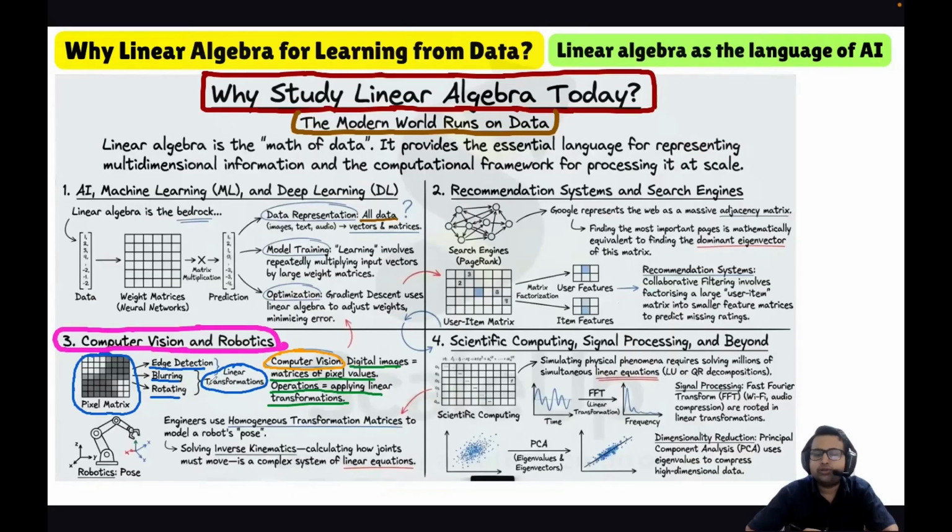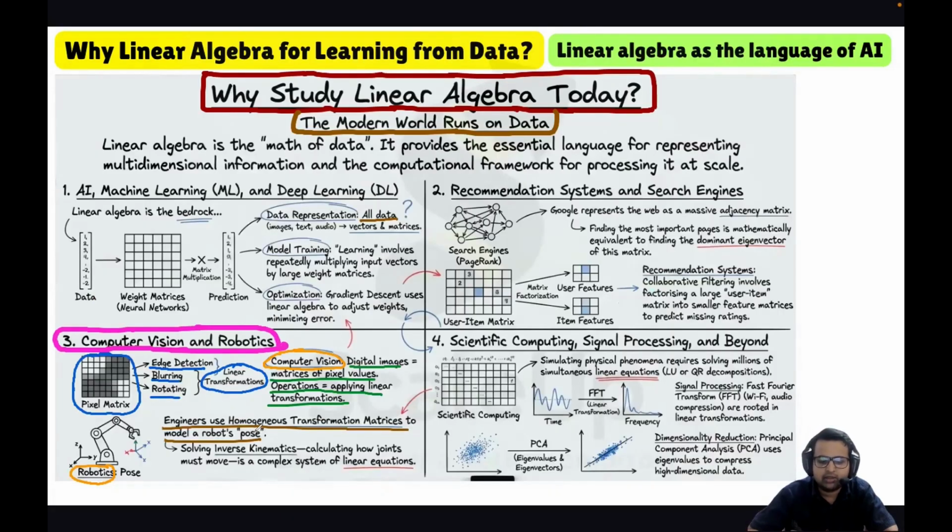So linear algebra is used to represent digital images and also to process digital images. Similarly, in robotics, engineers use homogeneous transformation matrices to model a robot's pose, that is, its position and orientation. The modeling of a pose of a robot is done using homogeneous transformation matrices, which is a concept of linear algebra.